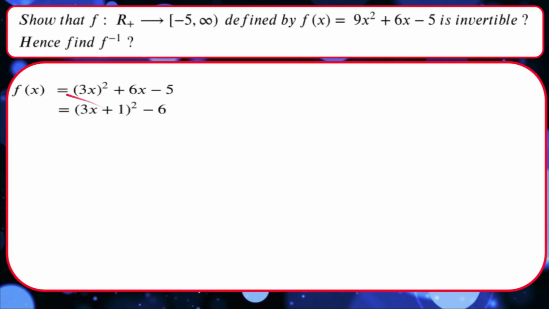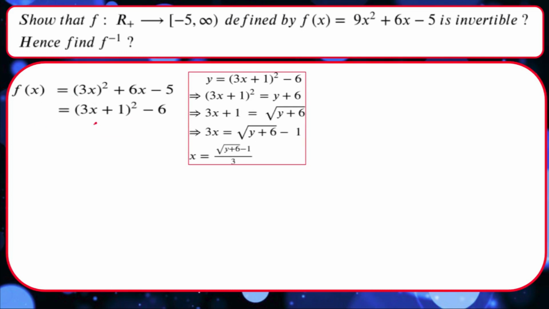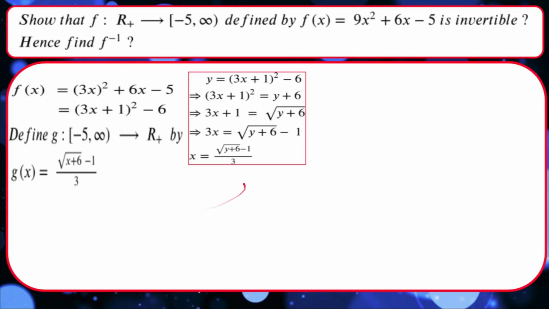Okay. Yes. Now we need to find a g. How? y equal to 3x plus 1 whole square minus 6. Then 3x plus 1 whole square equal to y plus 6. Then 3x plus 1 equal to root of y plus 6. 3x equal to root of y plus 6 minus 1. And x is root of y plus 6 minus 1 by 3. That is an expression in y, that is g of y. You define g of x. What is g of x? G from [-5, infinity) to R plus by g of x equal to root of x plus 6 minus 1 by 3. Okay, this is g of x.